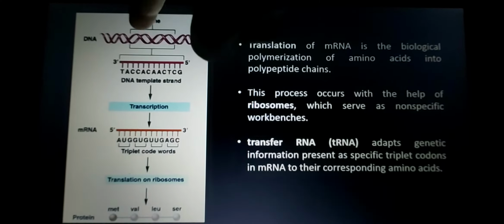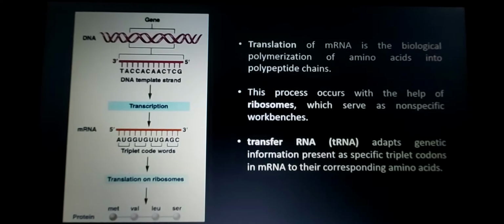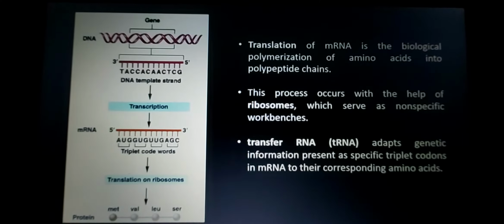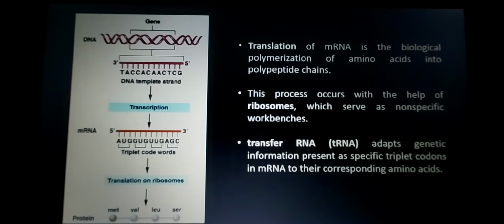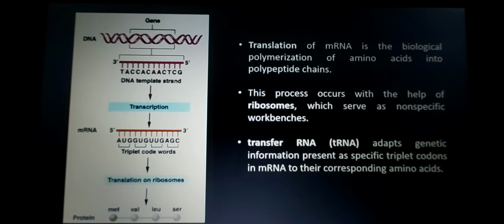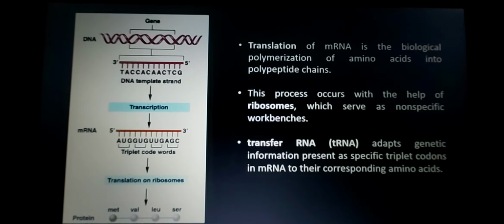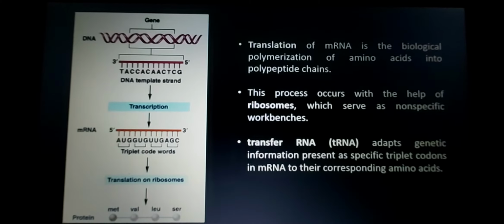So this is the whole workflow, or rather the flow of genetic information, where first the information stored in DNA gets transcribed into the sequence of mRNA, and from mRNA that information is translated into the sequence of amino acids of a protein.